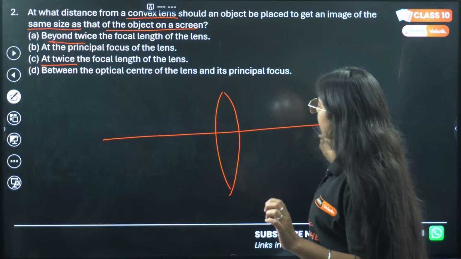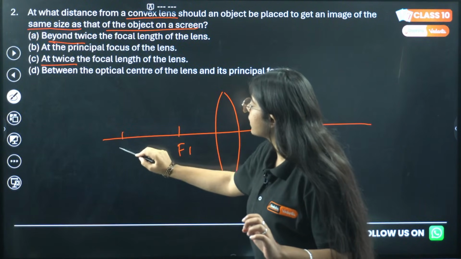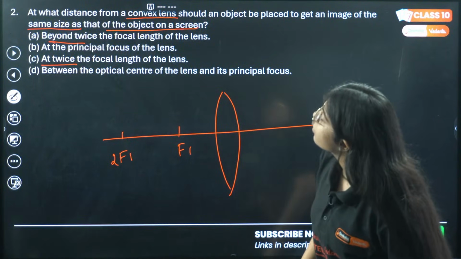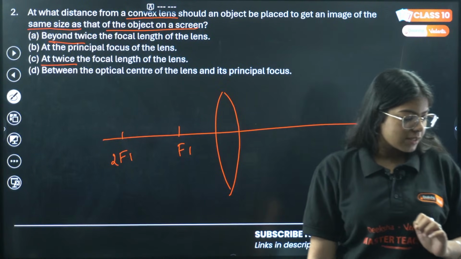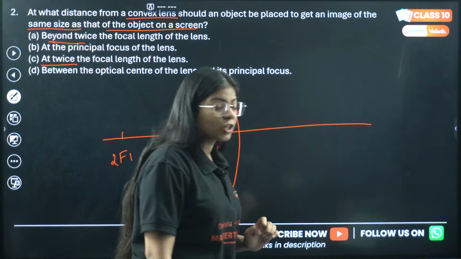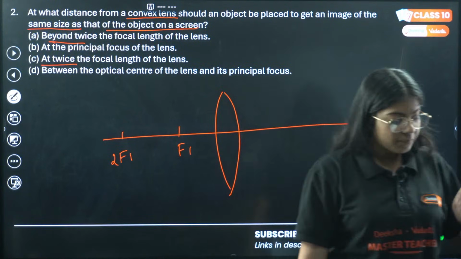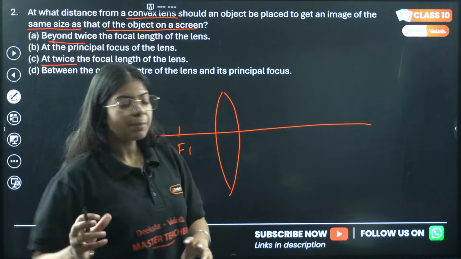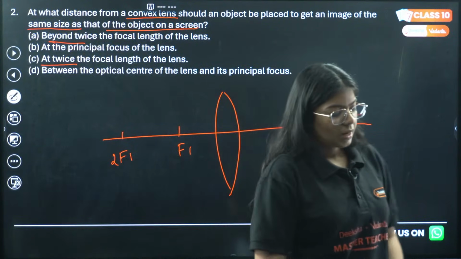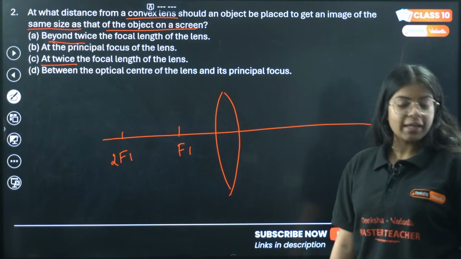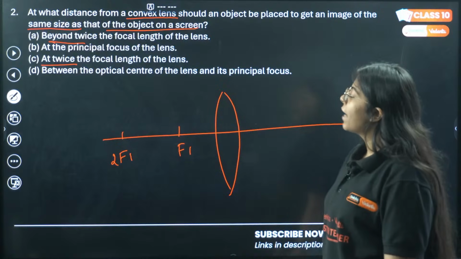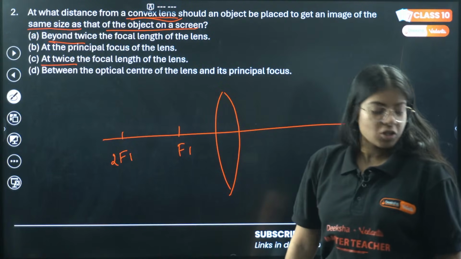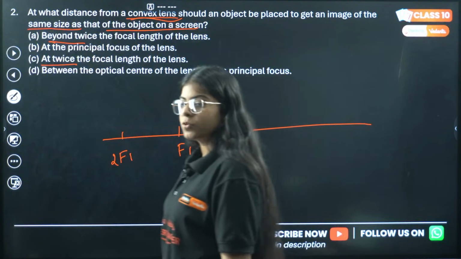Where should the object be placed so that we get an image of the same size as that of the object? Can anyone answer? Hi Abhimanyu, welcome to the live session. We are doing 50 questions today for physics, so it will have questions from all the chapters, mostly CBQs and PYQs. We are on the second question. Can you let me know the answer? Where should the object be placed in front of a convex lens so that the image is of the same size as that of the object?